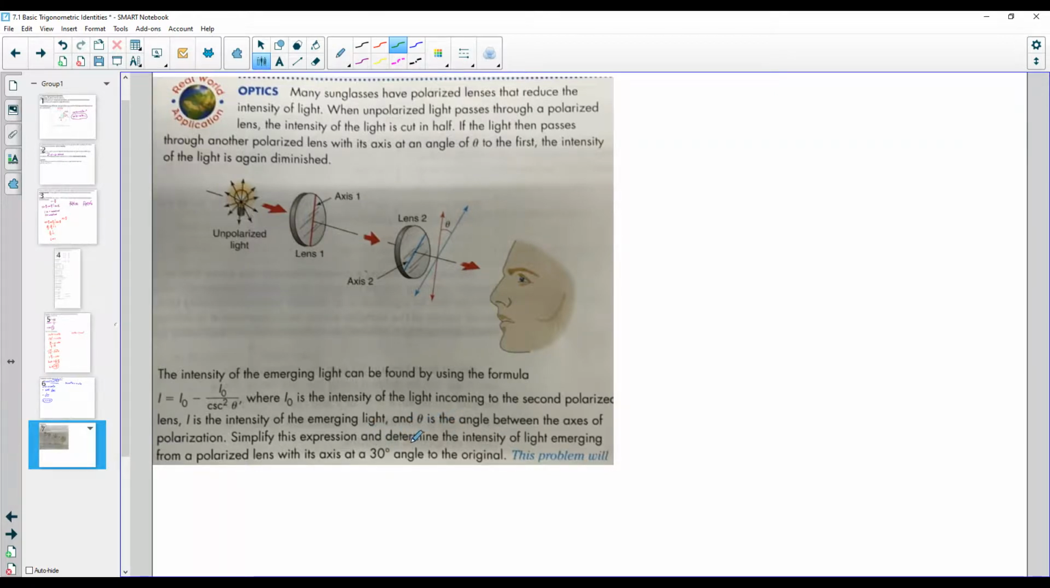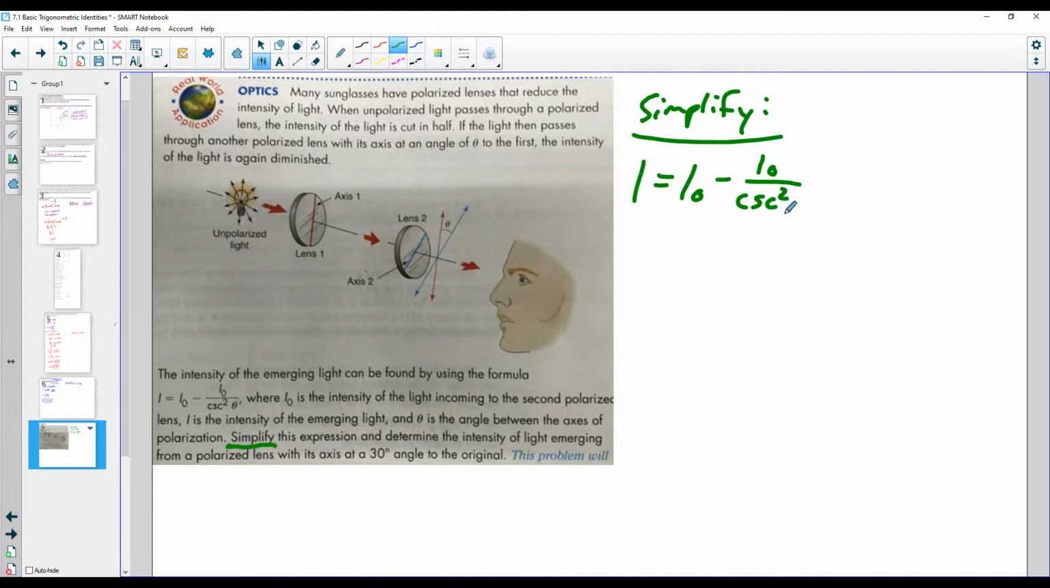Simplify this expression and determine the intensity of light from a polarized lens. So first, I guess I'm going to simplify. I'll do the simplifying in green. So we have I equals I naught minus I naught all over cosecant squared theta.